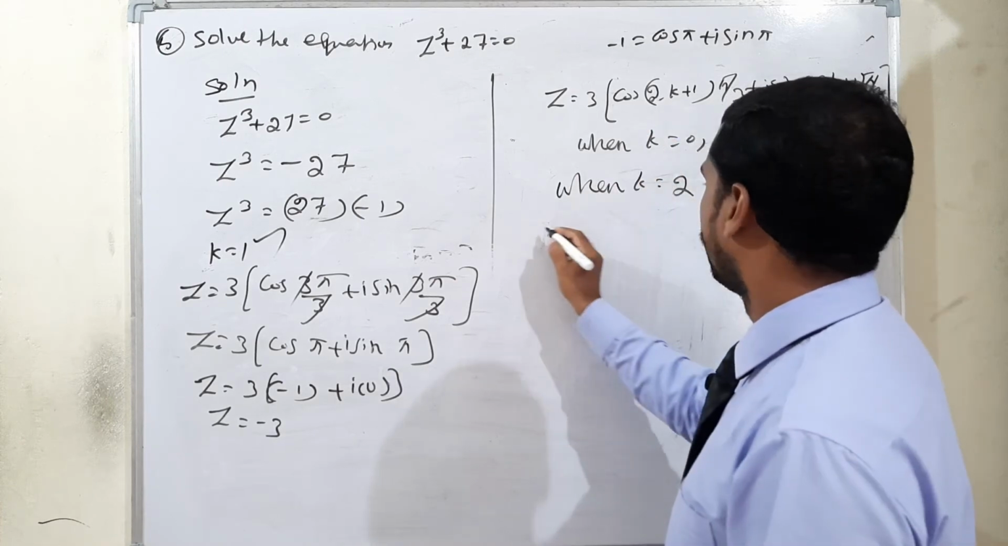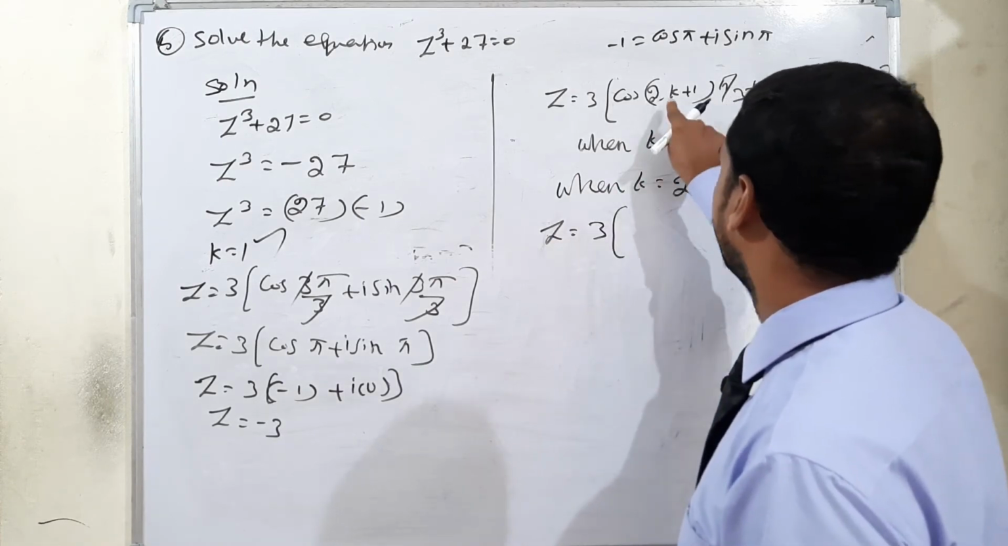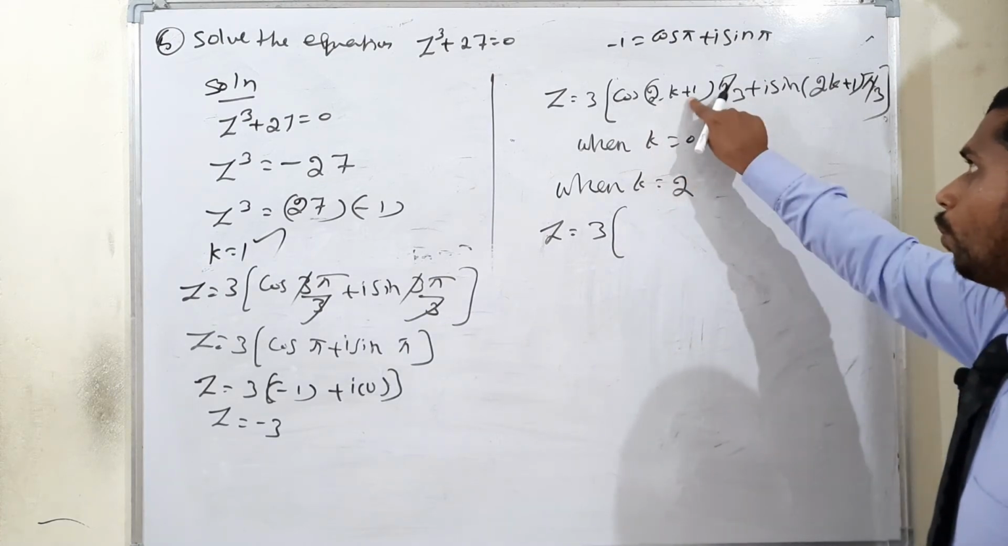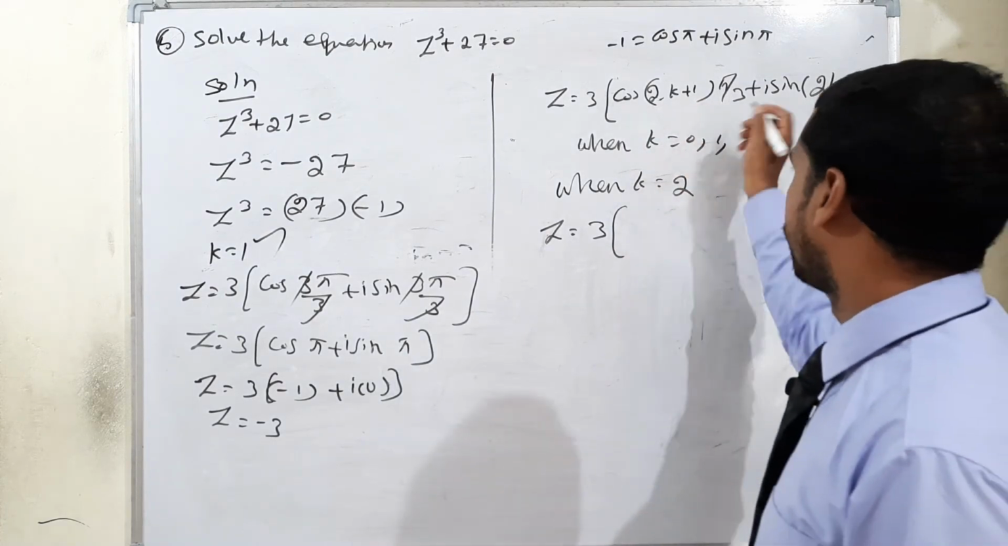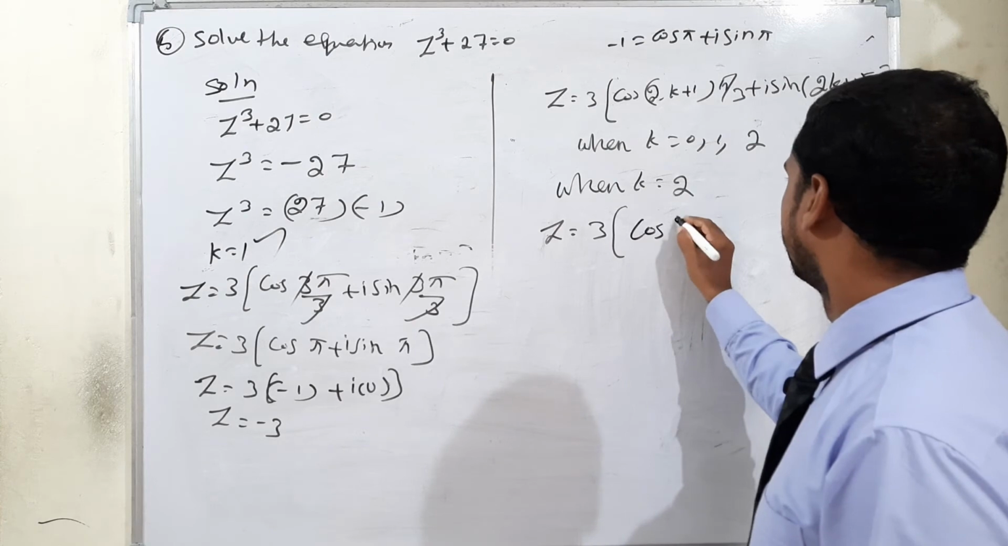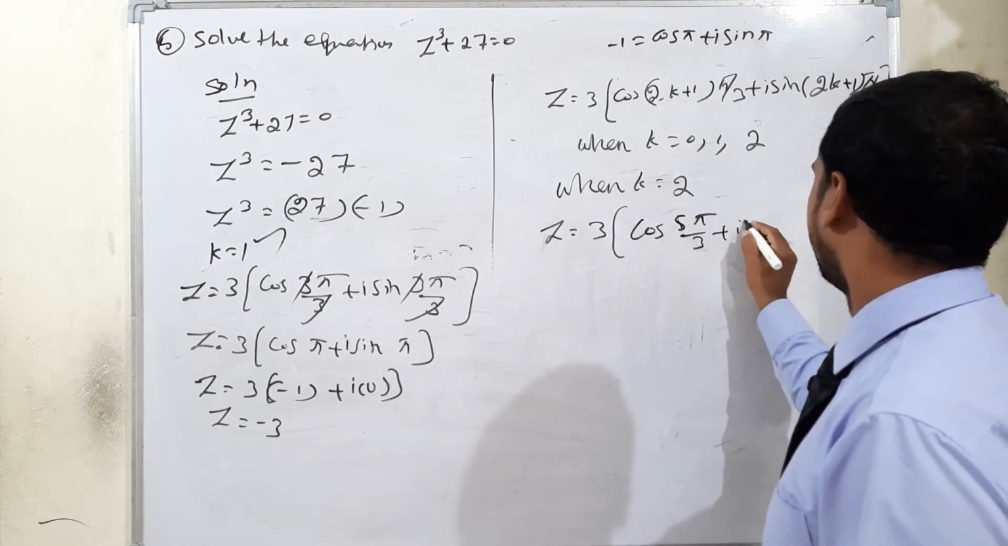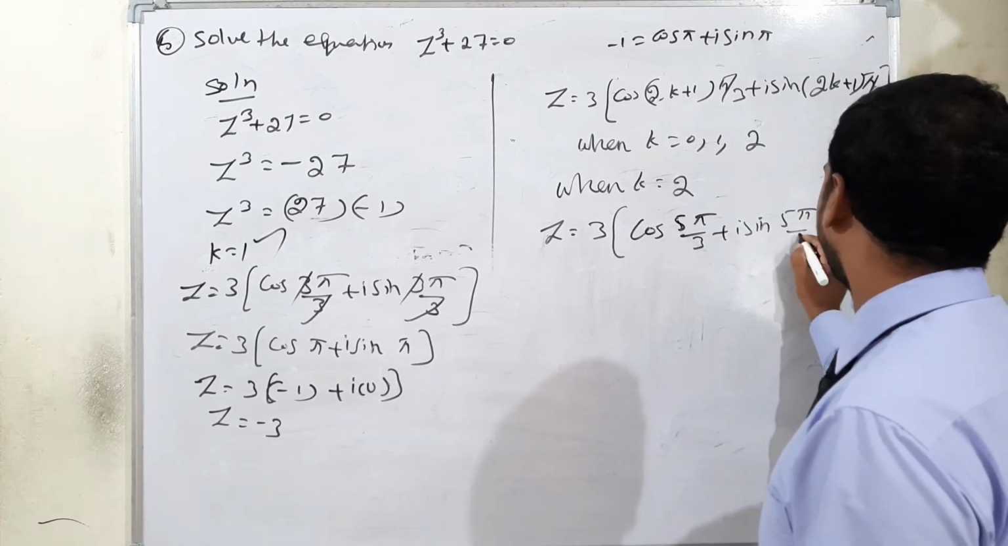So when k is equal to 2, what will happen? z is equal to 3 into 2 into 2, 4. 4 plus 1 is equal to 5. cos 5 pi by 3 plus i sin 5 pi by 3.